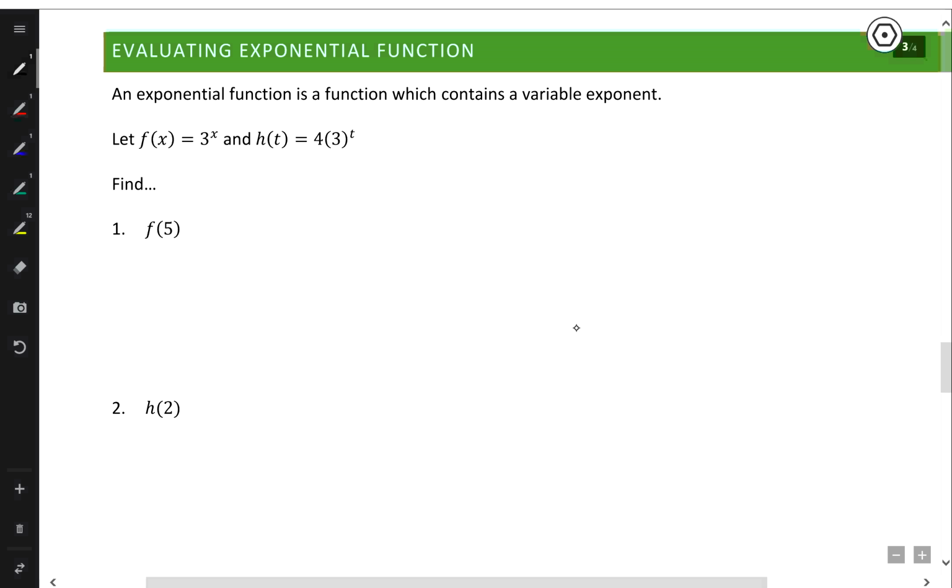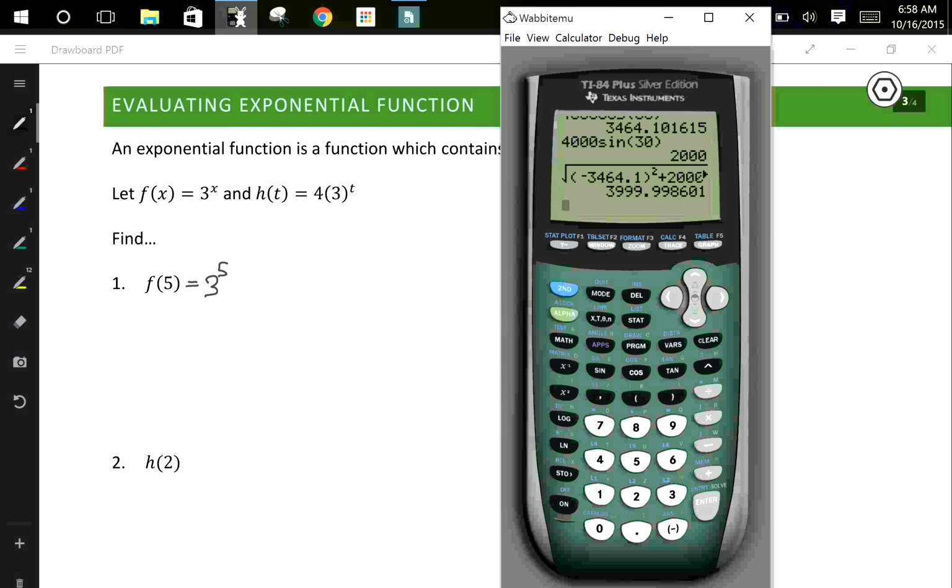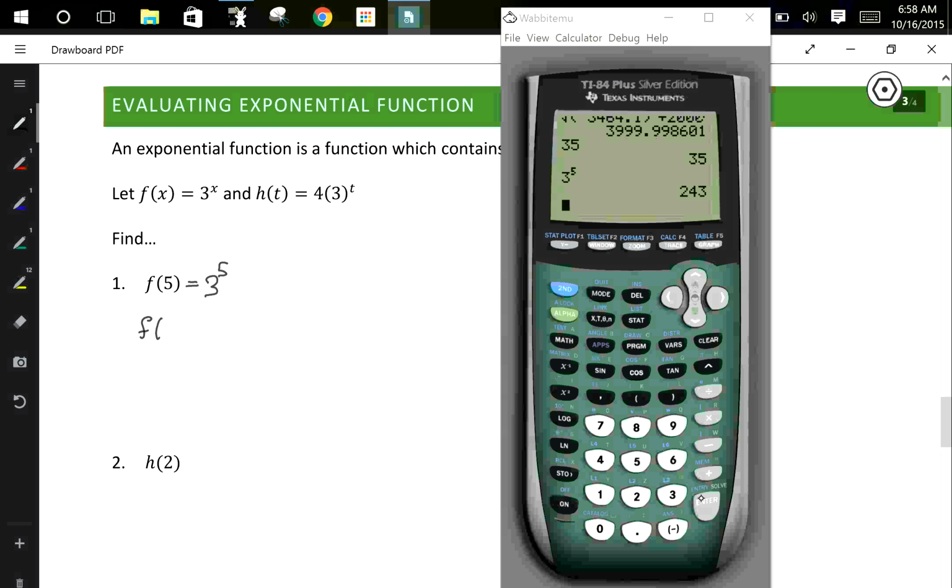Well, it's asking me for f of 5. So that means use the f equation, but plug 5 in for x. So I plug 5 in for x there, so that's 3 to the 5th. So doing that on my calculator, 3 to the 5th, not 335, but 3 to the 5th is 243. So f of 5 is equal to 243.